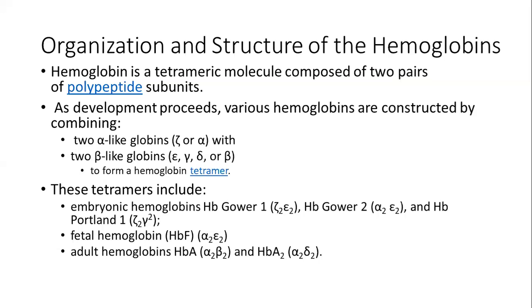And because of that, we've already mentioned the various types that we can see under Goa 1, where you have zeta epsilon, and then for Goa 2, alpha epsilon, and for Portland, where you have zeta gamma, all right? And then for the fetal hemoglobin, you have alpha epsilon, and for the adult, you have alpha beta for hemoglobin A1 and hemoglobin A2, where you have alpha delta 2. So basically, these are different types of tetramers that you can end up with.